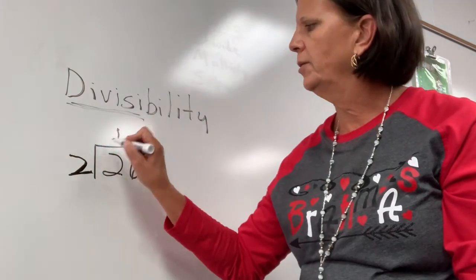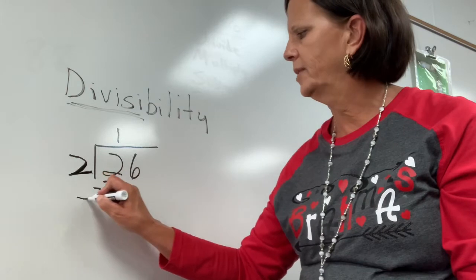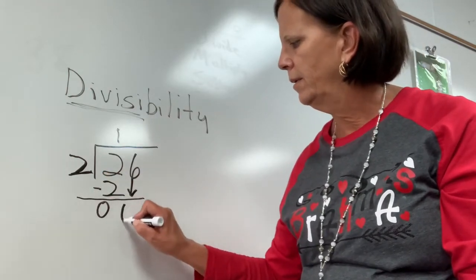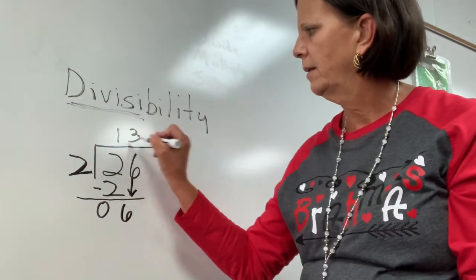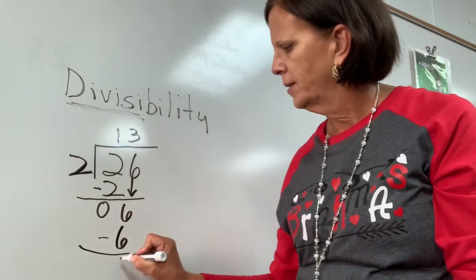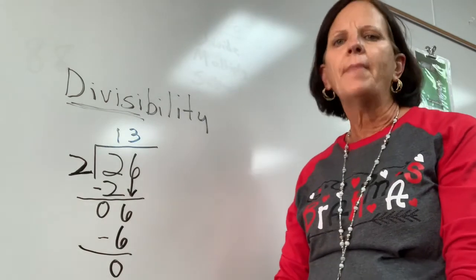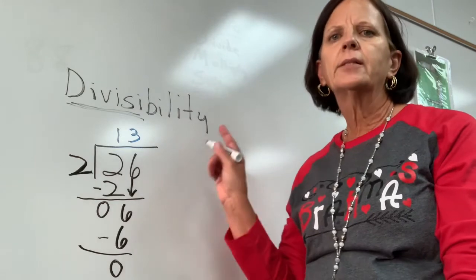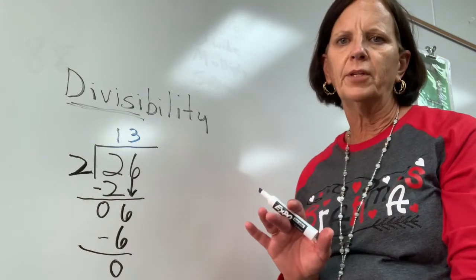So I can get one group of 2 out of the 2. I'm multiplying, I'm subtracting, I'm bringing down. Now I'm dividing. How many groups of 2 can I get out of 6? That's 3. 3 times 2 is 6. So when I'm finished, I don't have a remainder. So math-wise, I could say that 26 is divisible by 2. That means I don't get a remainder when I'm finished with it.